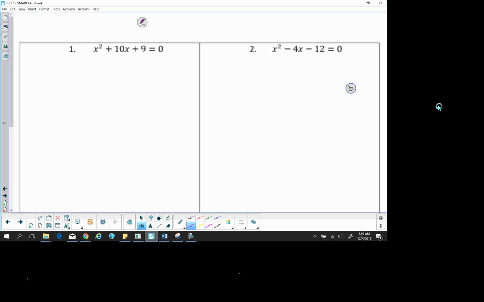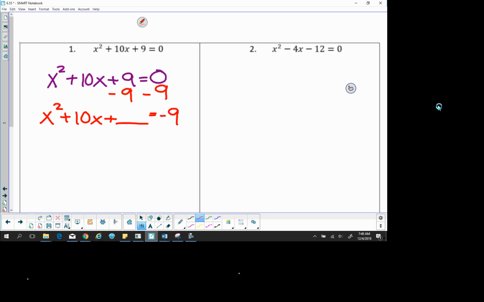So first, I have x squared plus 10x plus 9 equals 0. What's the first thing I need to do here? Good. Move the constant over. So subtract, because it's positive, 9 on both sides. And you get x squared plus 10x plus what? Blank. Good. Equals negative 9 plus blank. Then who can remember what to do next? Which number? 10. Beautiful.